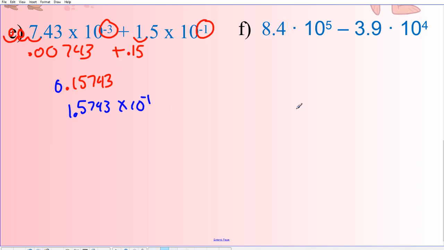Letter F. If I try to make these both have the same power, I'm going to stick with the bigger power. I think I like that. So I'm going to make these both 10 to the 5th power. The first one stays the same. The second one, since this is a 4, I need to move the decimal one more place this way to make it 10 to the 5th power. So this becomes then 0.39.